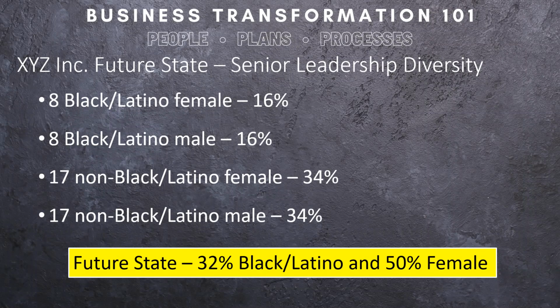There would be 8 Black Latino females, making up 16% of the leadership team, 8 Black Latino males, also making up 16% of the leadership team. There would be 17 non-Black Latino females, making up 34% of the team. And finally, 17 non-Black Latino males, making up 34% of the leadership team. This breakdown, which is 32% Black Latino and 50% female, will serve as the target future state for XYZ.